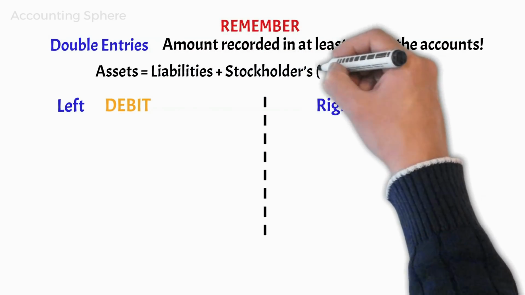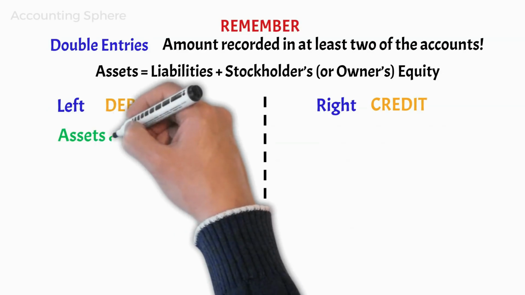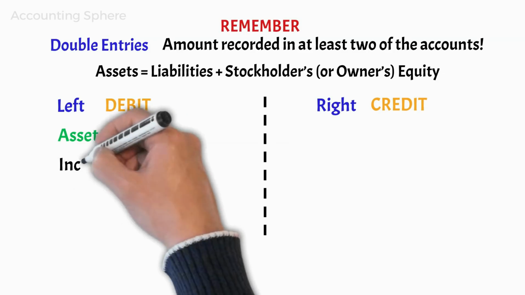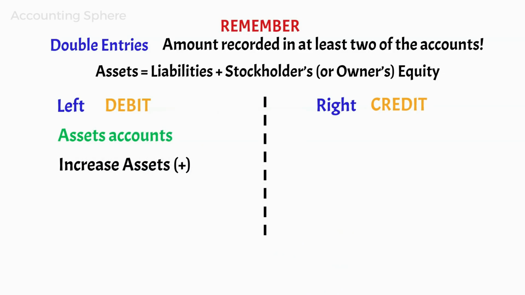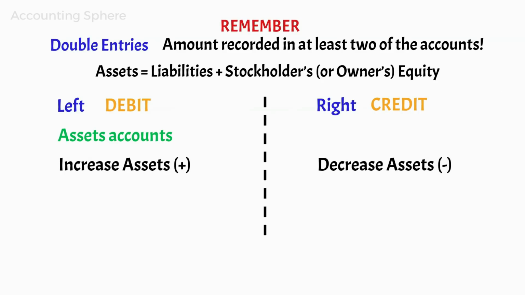Assets equals liabilities plus stockholders or owners' equity. The asset accounts in the general ledger have their balances on the left side, just as assets are on the left side, or in accounting terms, debit side of the accounting equation. You can increase your asset balance by adding amounts on the left side. On the contrary, to decrease the asset balance, you will enter amounts on the right side. Or in accounting terms, credit side.